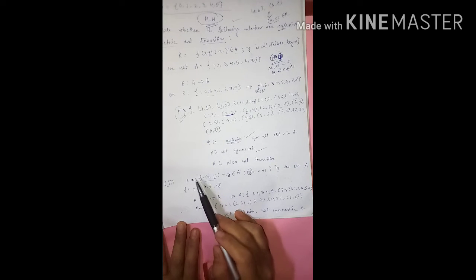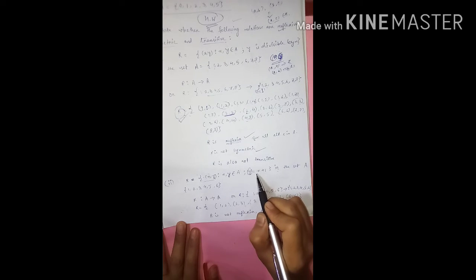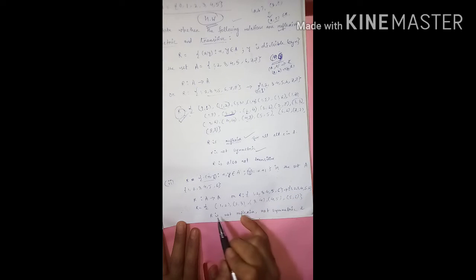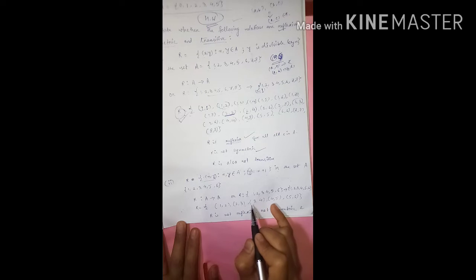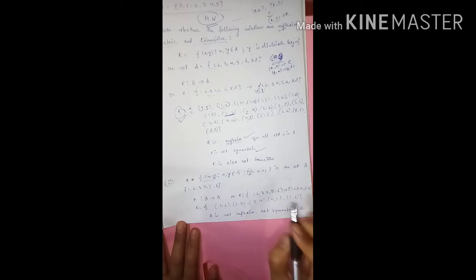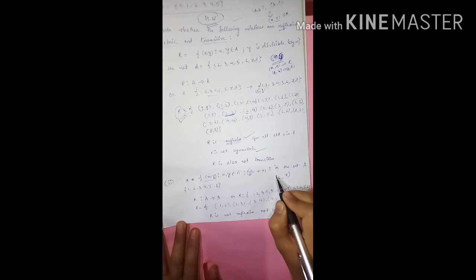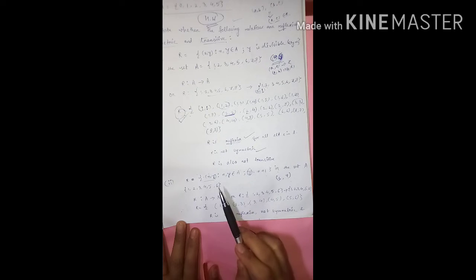So the elements of the relation will be in the form: the first element is 1, then 2, because y is equal to the first element plus 1, 1 plus 1 is 2. Similarly (2, 3), (3, 4), (4, 5), (5, 6). But if we take x equal to 6, the y will be 7, but 7 is not in this set. Therefore R contains these elements only. So you can see here whether R is reflexive, symmetric or transitive.